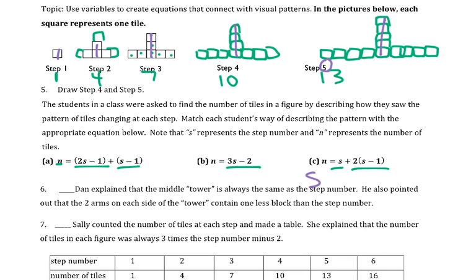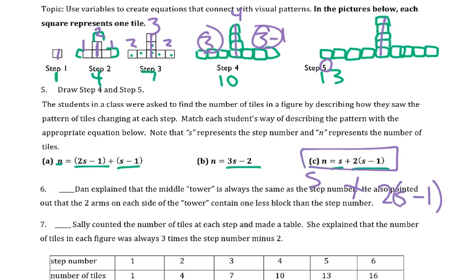He also pointed out that 2 arms on each side of the tower contain 1 less block than the step number. So here, there were 2, and then 1 and 1. 3, and then 2 and 2. 4, and then 3 and 3. Okay? So what would be happening here? Well, we take these and double them, right, after we've subtracted 1 block. So that would be like S minus 1 would be subtracting 1 block, and then we double that. Okay? And we add those together. So Dan had formula C.